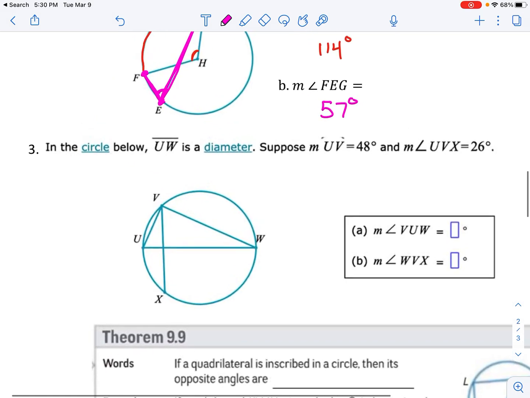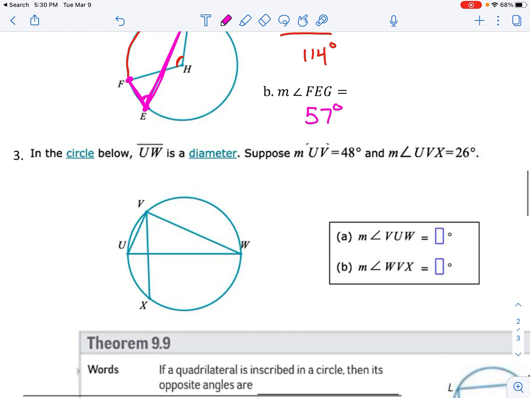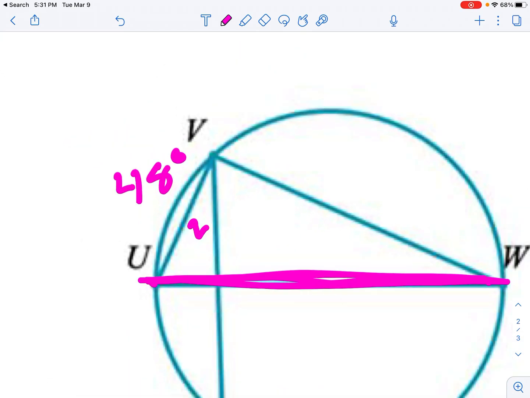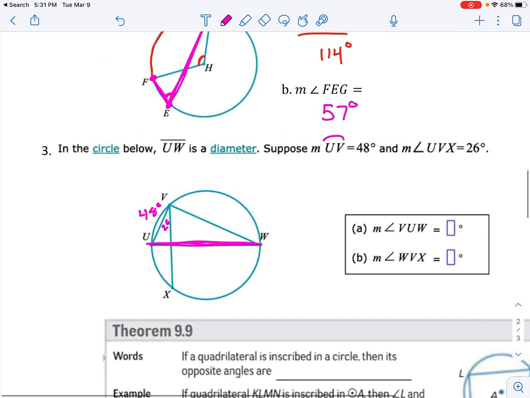Number 3. In the circle below, UW is a diameter, okay? So that's important. This is a diameter. Suppose arc UV is 48 degrees. That's an arc again, so 48 degrees on the arc. And the measure of angle UVX is 26 degrees. That would be 26 degrees right there.